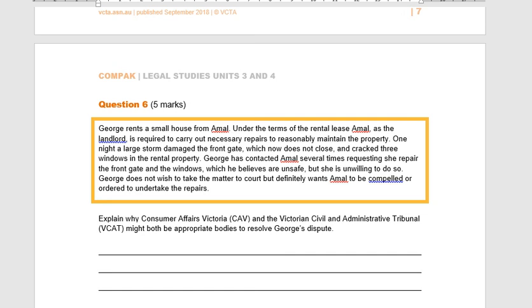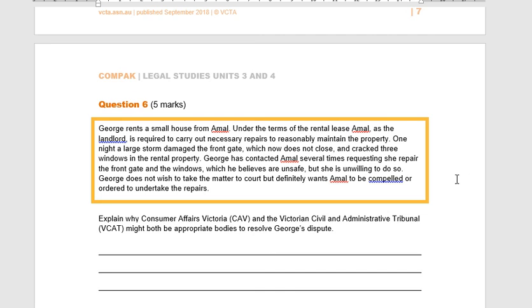Okay, we've got 5 marks. I think I can break down this question into 2 parts. Explain why CAV might be appropriate for George and why VCAT might be appropriate for George. So those are the 2 parts. So one part can be 2 marks, one part can be 3 marks.